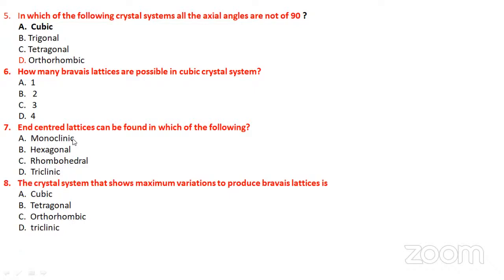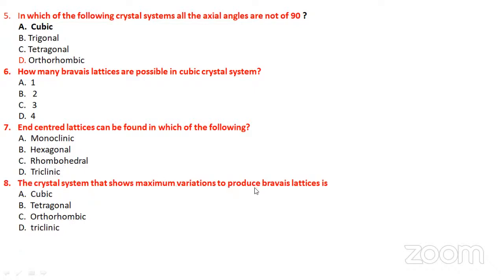In monoclinic, yes. In monoclinic, how many lattices have we seen? One is simple monoclinic, and the other one is end-centered monoclinic. All the remaining have only one lattice. That is, hexagonal has only one simple unit lattice, rhombohedral has only one system, and triclinic also has one crystal system.